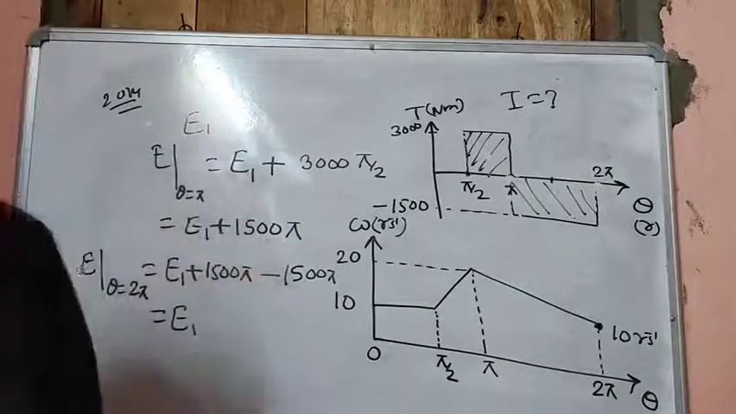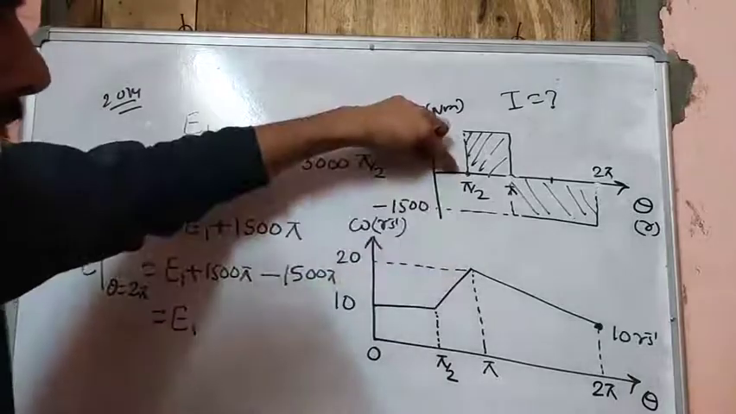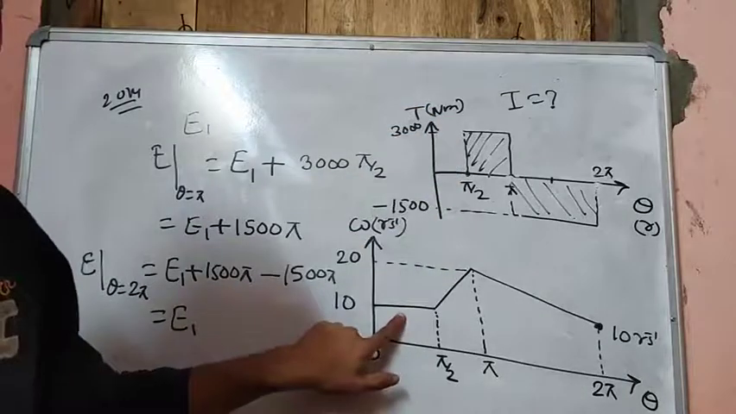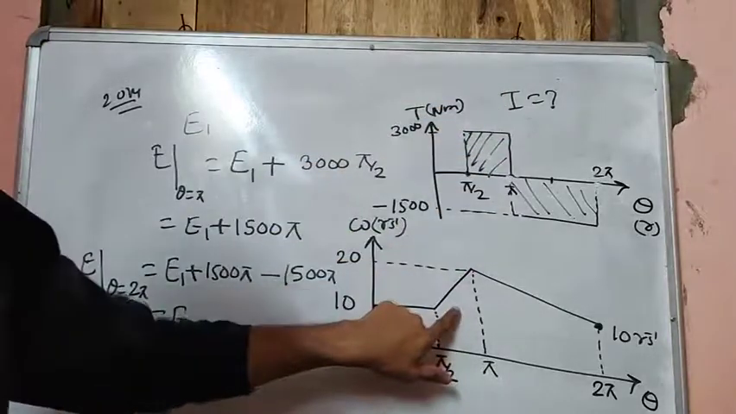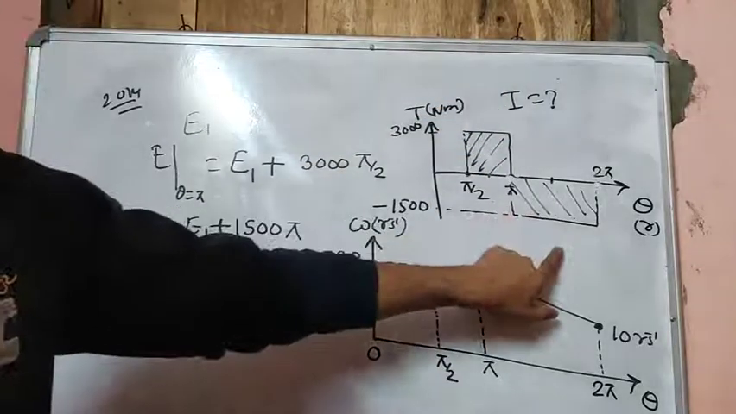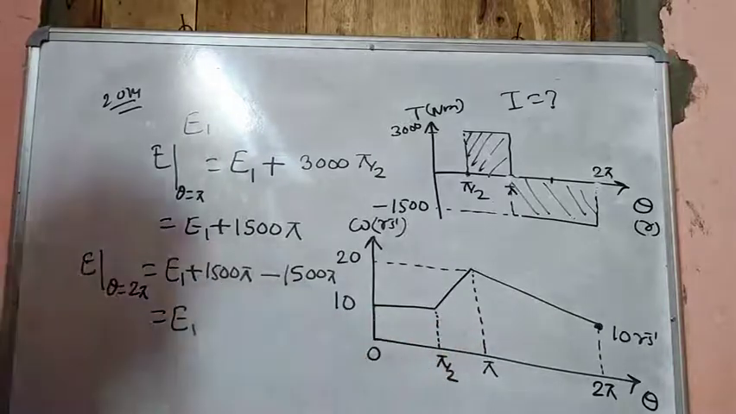Also, we further observe that as here the turning moment is 0, the angular velocity is constant. Here the turning moment is constant, so angular velocity is linear. Here also turning moment is constant, angular velocity is linear.